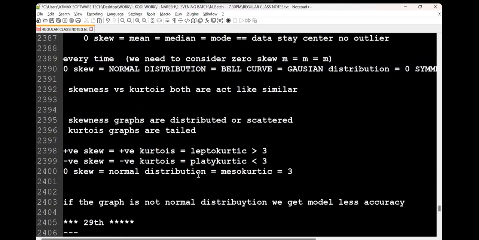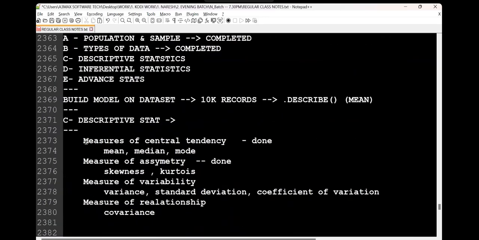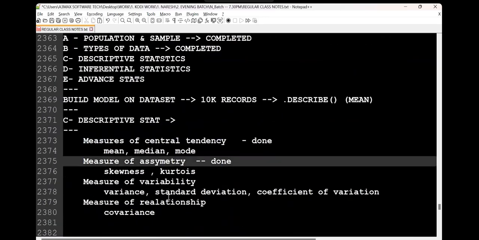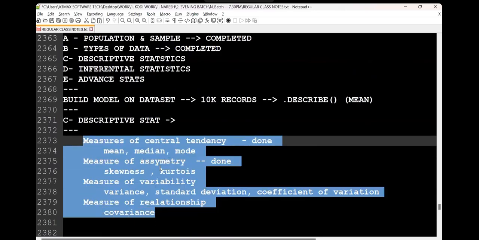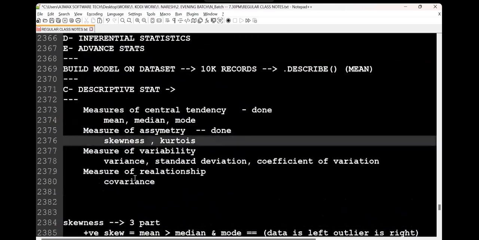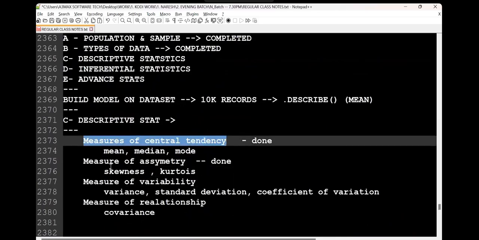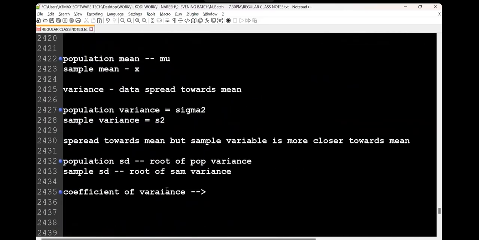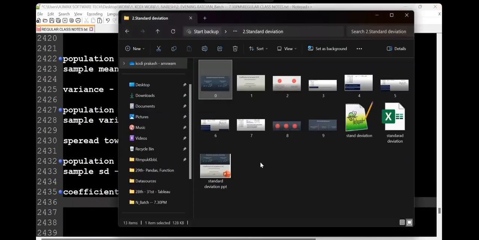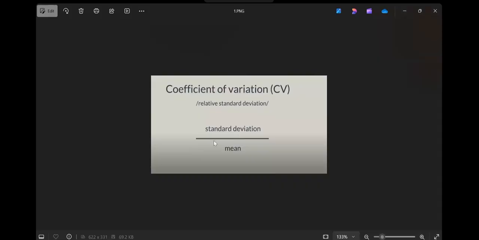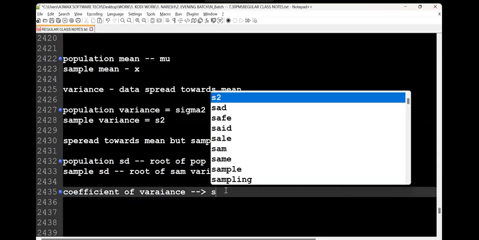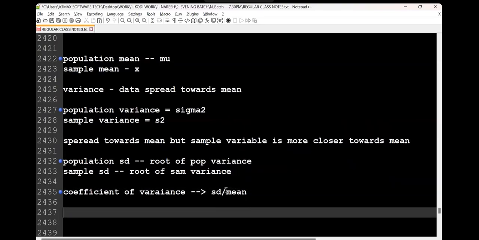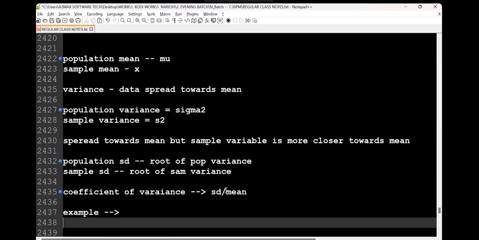Okay, guys, I'm explaining very slowly. Please try to understand. Every step I'm writing and mentioning here. Please try to digest. This part we are done: central tendency, skewness, kurtosis. Variance, standard deviation, coefficient of variation. Understand, guys? So now I'll give you an example right away. Just wait for some time. The coefficient of variation formula is standard deviation by mean, so SD by mean. Now let me give you one example, so all things will be clear.